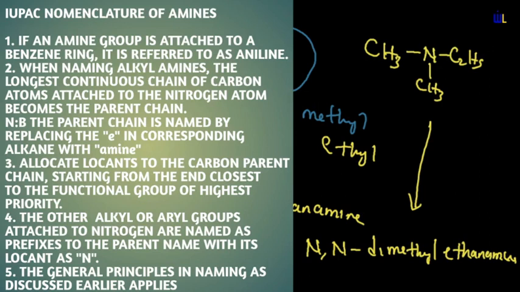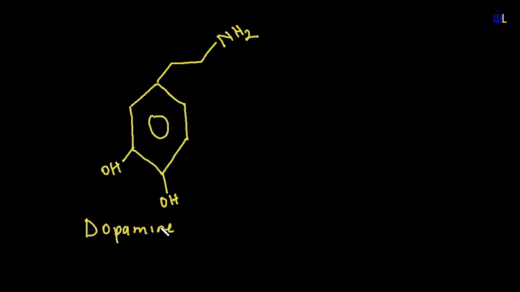So your principles of alphabetical order arrangement and your principles of order of priority and the rest of them, these principles are expected to be applied in this case. We are going to try to name one particular compound finally, and then we'll call it off on this study. Okay guys, we are going to be naming this particular structure, and this is the structure of dopamine.